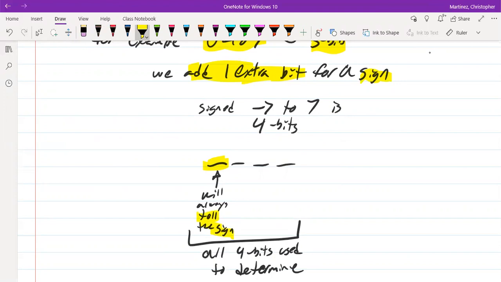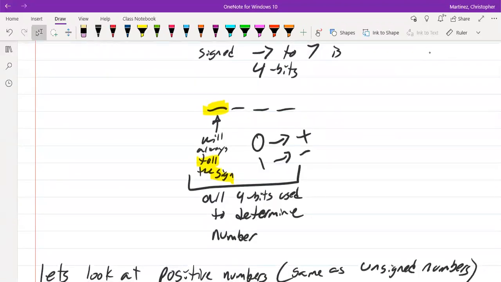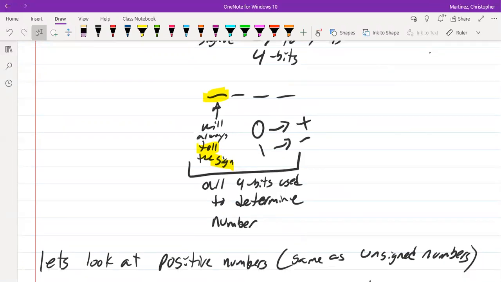We're still going to use the same format. A 0 leads to being a positive number. A 1 leads to being a negative number. But there is going to be a difference. The difference is that it's the complete set of four binary digits that lead to the overall number.